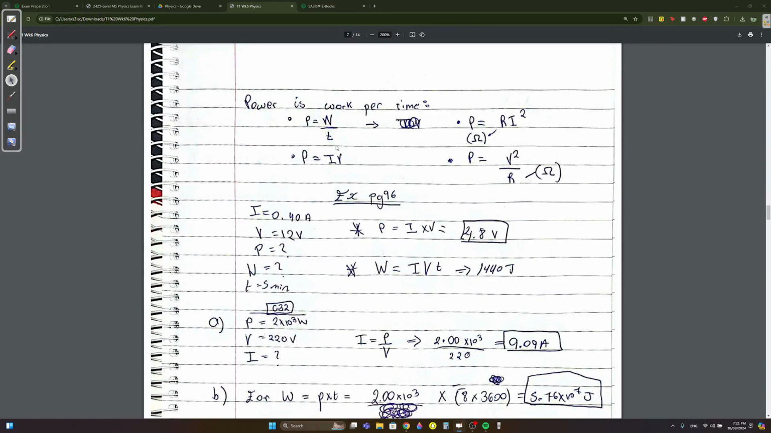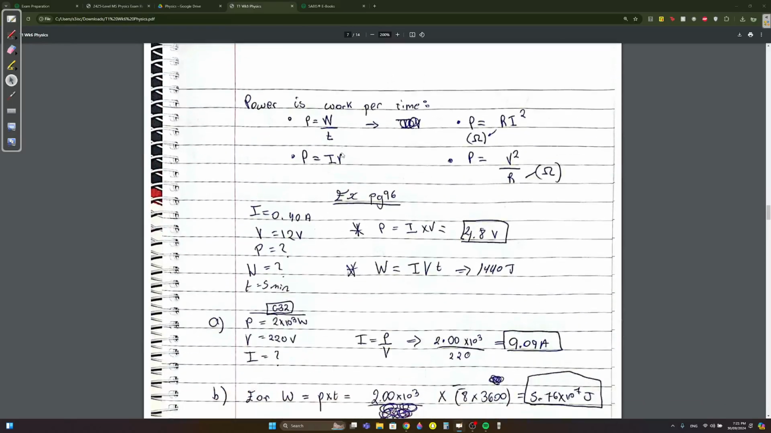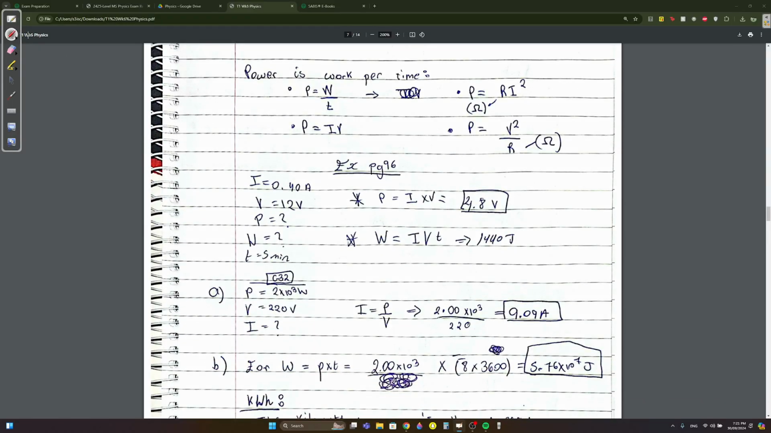Okay. Now power. Power, very easy. Power is the work divided by the time. You don't need these now. Okay, you need these two. P equals W divided by T, and P equals IV. These two are very important. Power is work divided by time. Also, power equals IV. Why?